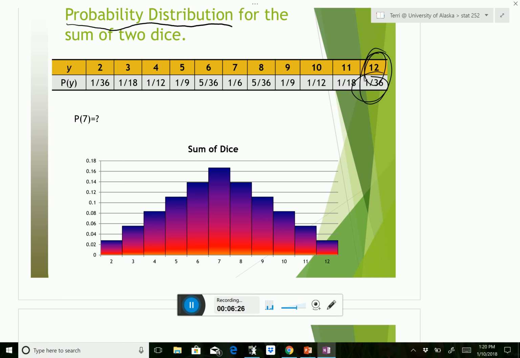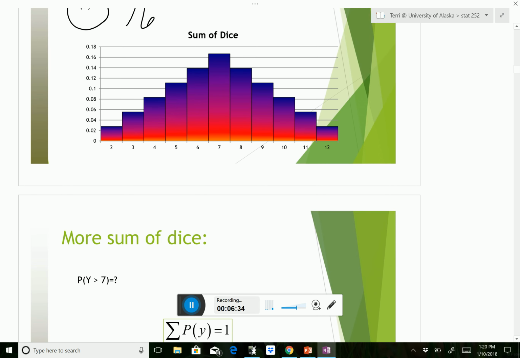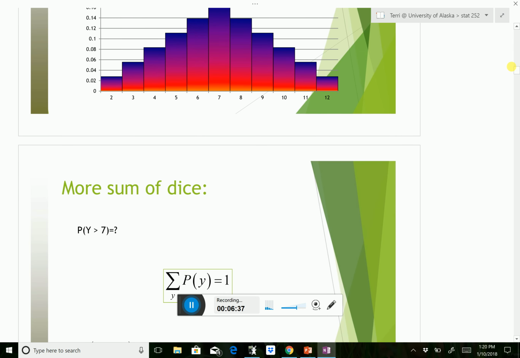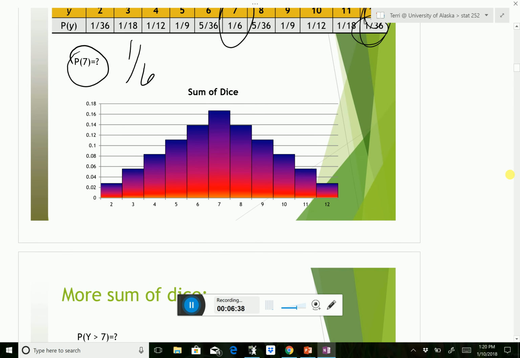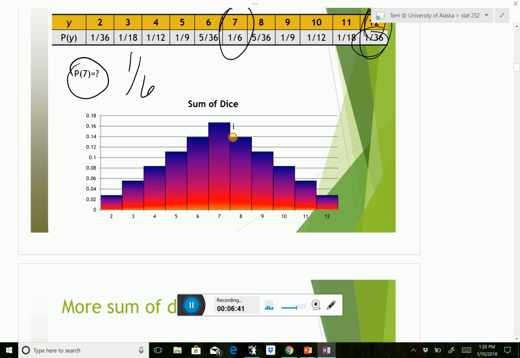So we can easily find the probabilities. What is the probability of 7? Well, it's right here. It's 1/6. Let's do some more probabilities. What's the probability that y is greater than 7? So that's the probability I roll something greater than 7. So it's this one, this one, this one, this one, plus this one. So I have to add all of these up.